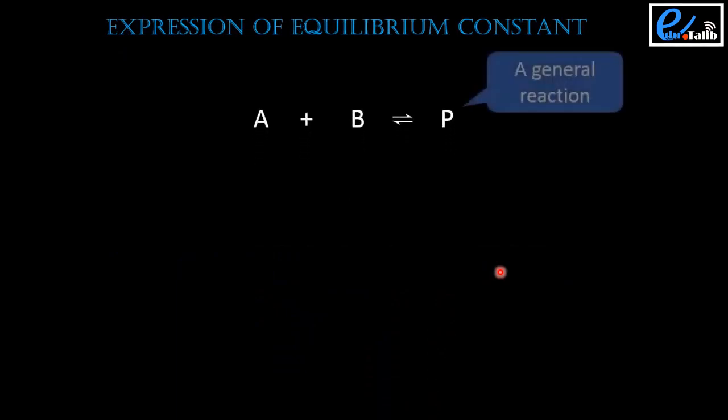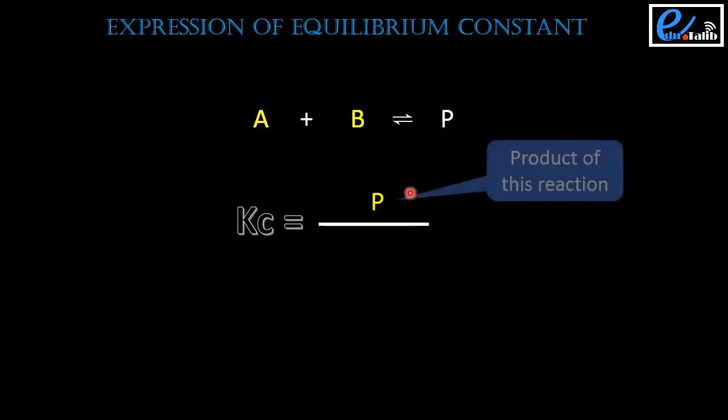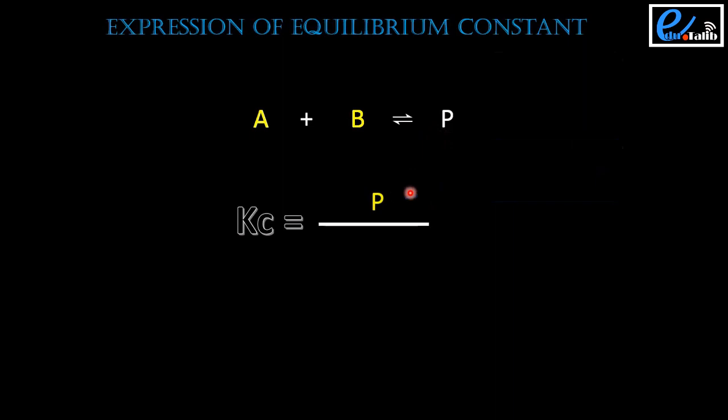For this particular topic, first we have to consider a general reaction: A plus B giving you the product. So first we have to write the Kc expression. So here we start. You have to write the product in the numerator side for the Kc expression. This is the product of this reaction. Then you have to place all the reactants involved in this particular reaction. These both are the reactants.